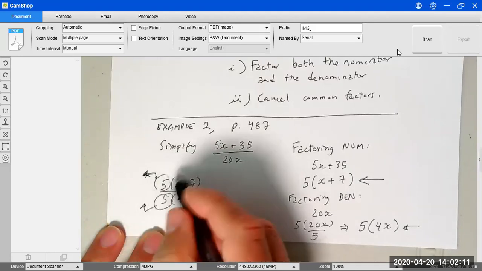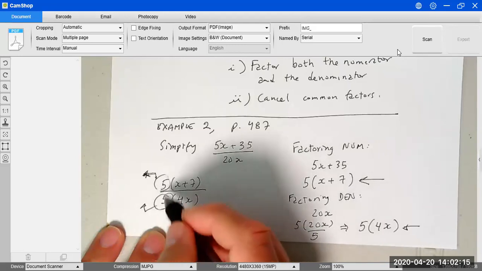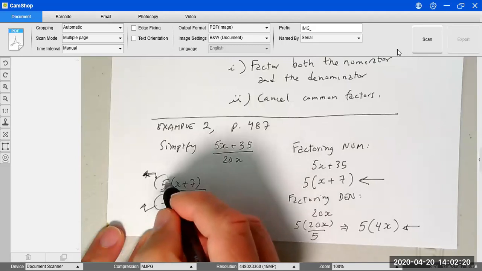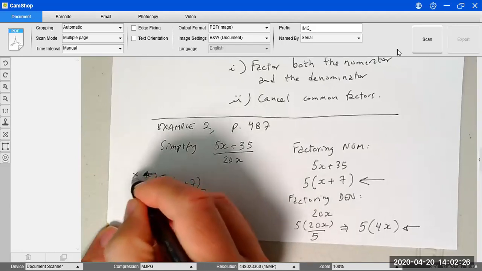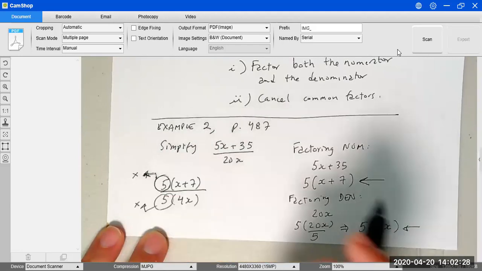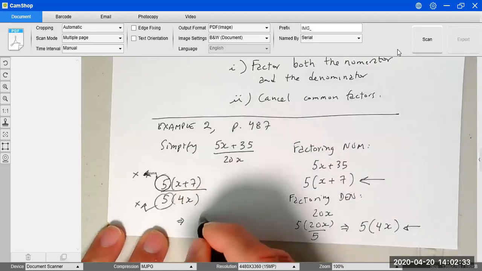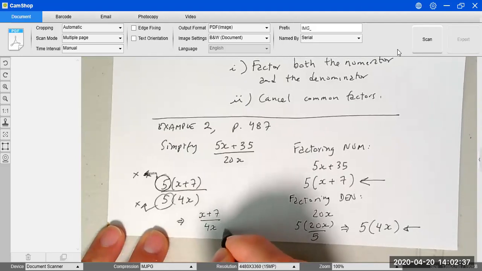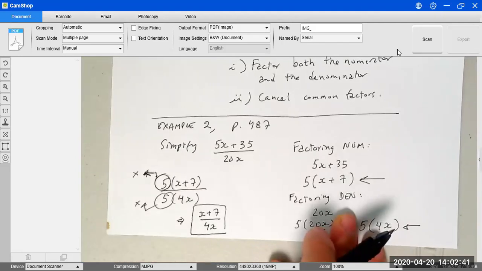I'm not going to use the diagonal because when you are checking the notes, it's very confusing to see a diagonal as crossing out the number. So I'm going to circle the number I'm going to cancel, and maybe we can just write an X to indicate that these are going to go away. So what is the final answer? The final answer is just x plus 7 over 4x. So that's the answer for this one.